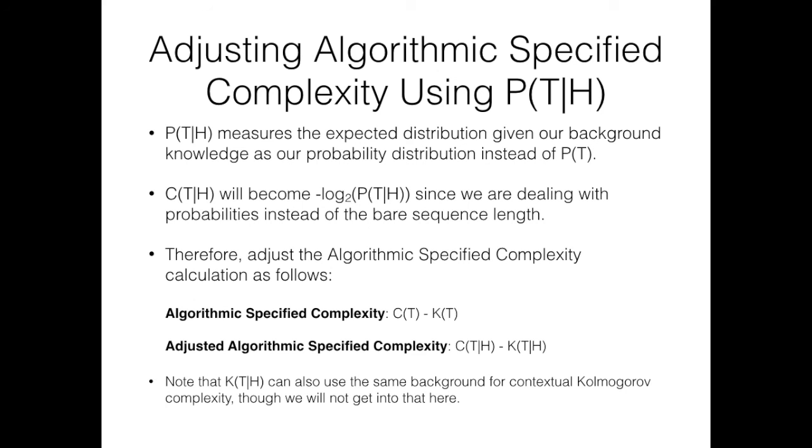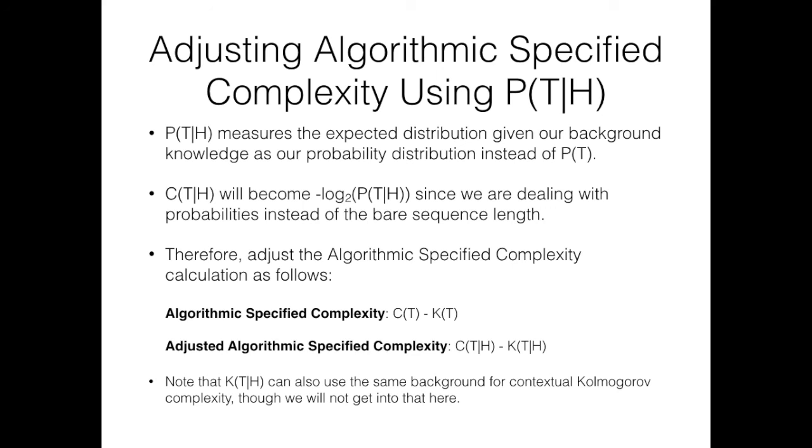So we can adjust algorithmic specified complexity using P(T|H). If we use P(T|H), that's the measure of the expected distribution given our background knowledge. So the physical complexity of T given H will simply become the negative log 2 of P(T|H), since we are dealing with probabilities instead of the bare sequence length.